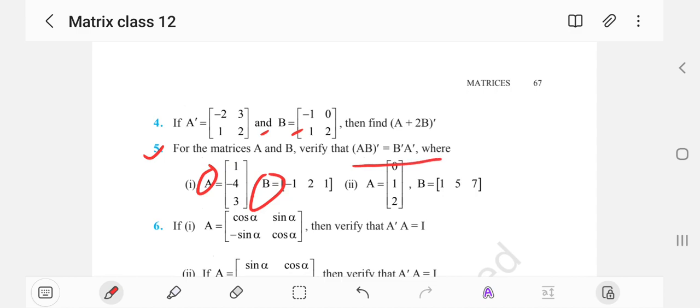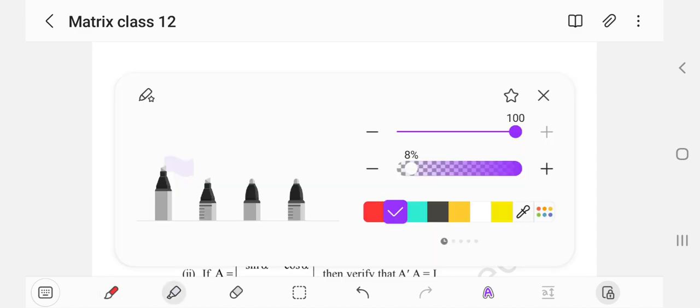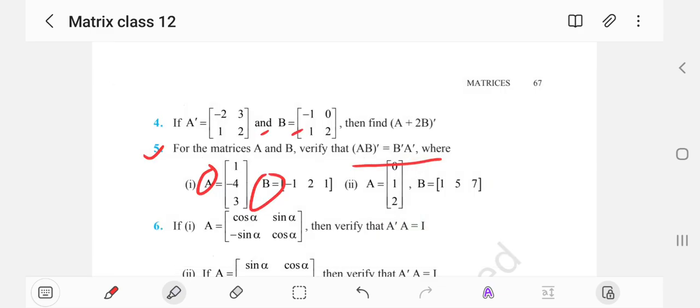This is basically the property that we discussed. So in this question we have to verify whether this holds or not. Let's see this. There are two parts, part A and part B. I am doing part A, you can try part B yourself. It is in exactly similar lines.